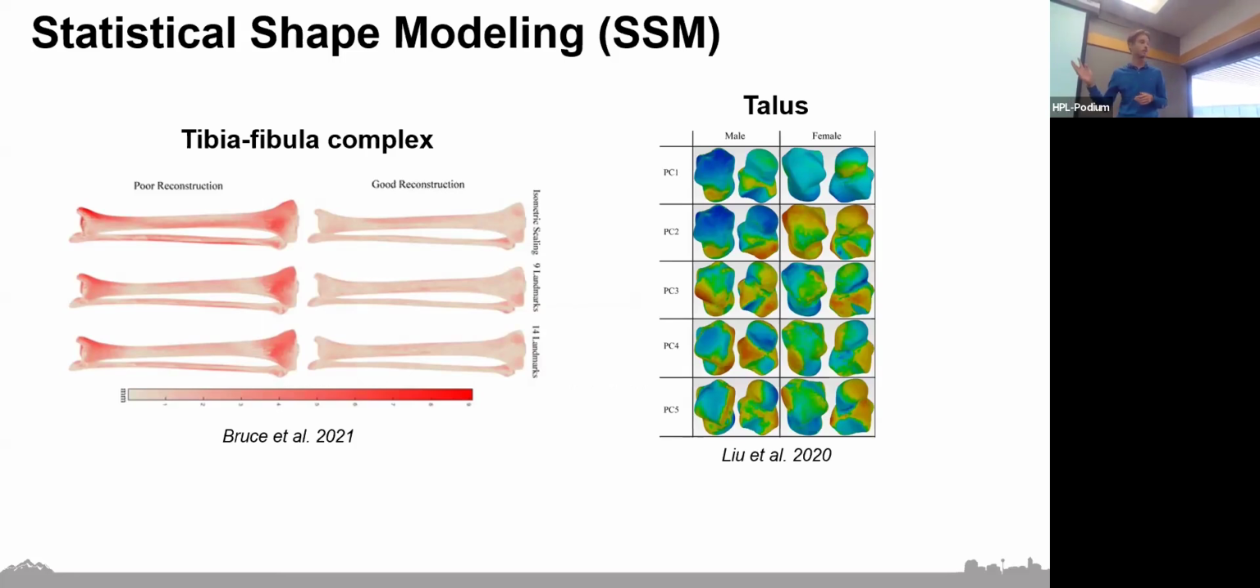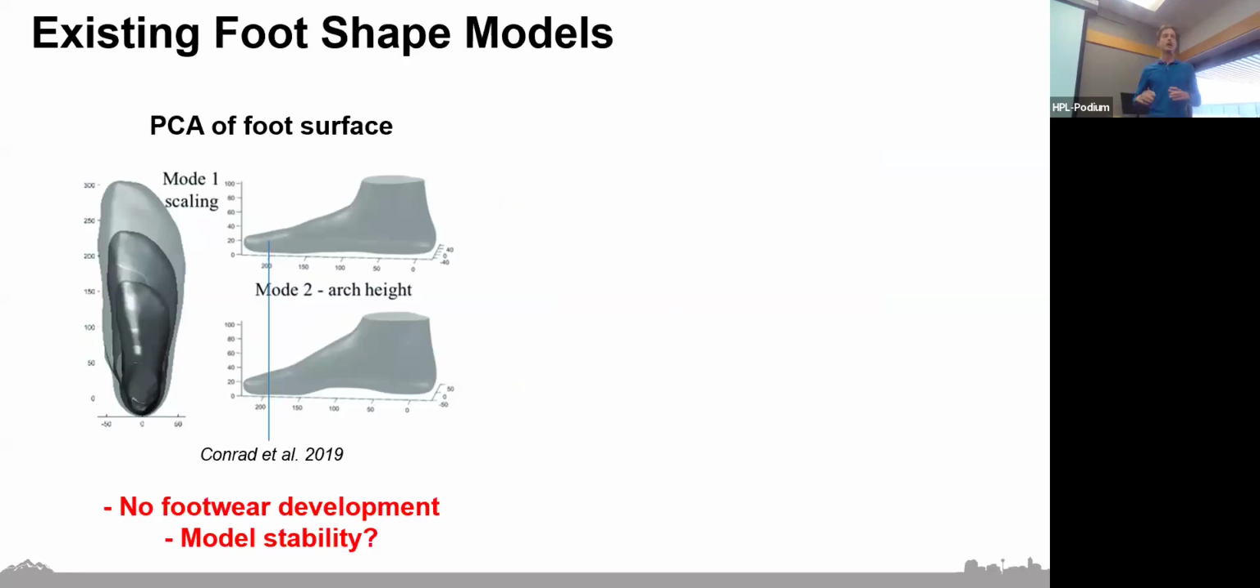Olivia Bruce, who was a previous student in Brent's group, developed a shape model of the tibia-fibula complex with the purpose of creating better, more representative and more accurate bone model reconstructions for musculoskeletal modeling. And then Tao Lu, a previous postdoc in the NIG group, examined the talus bone, which you can see on the right here, and principal components of variation between the sexes. However, there are very limited foot-specific shape models in the literature.